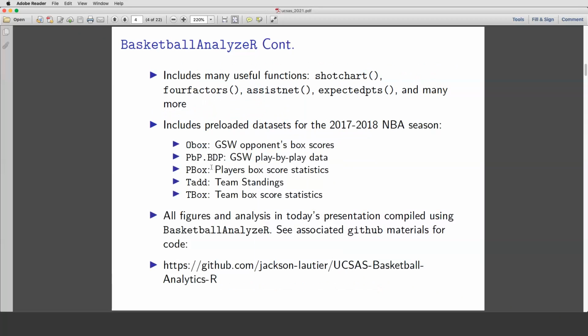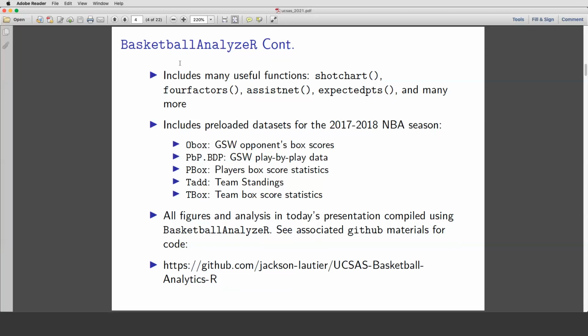So when we talk about this package, the nice thing about it is, I'm assuming most people here are pretty familiar with R. You have a lot of built-in functions that do a lot of the hard work for you. A lot of these we'll be using today, like shot chart, four factors, assist net, expected points. You just have to understand how the functions work enough that you put the inputs in, and then you get output.